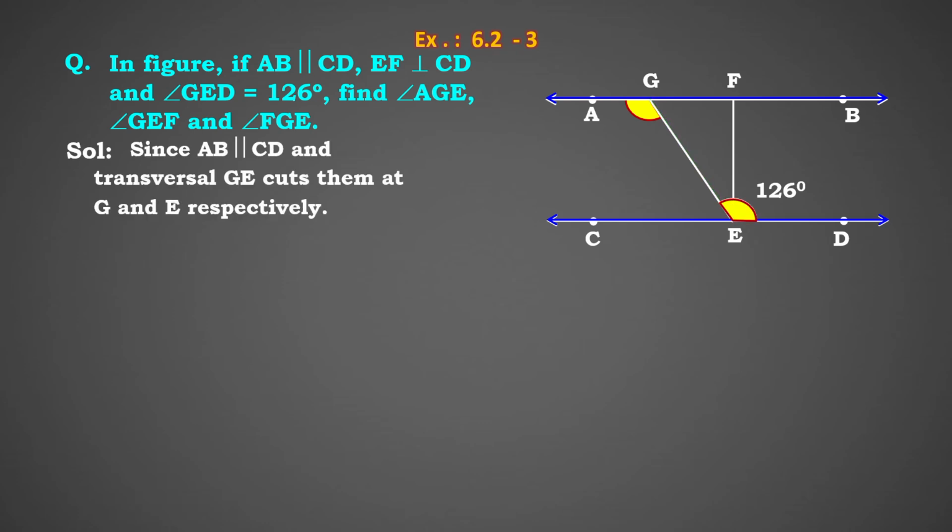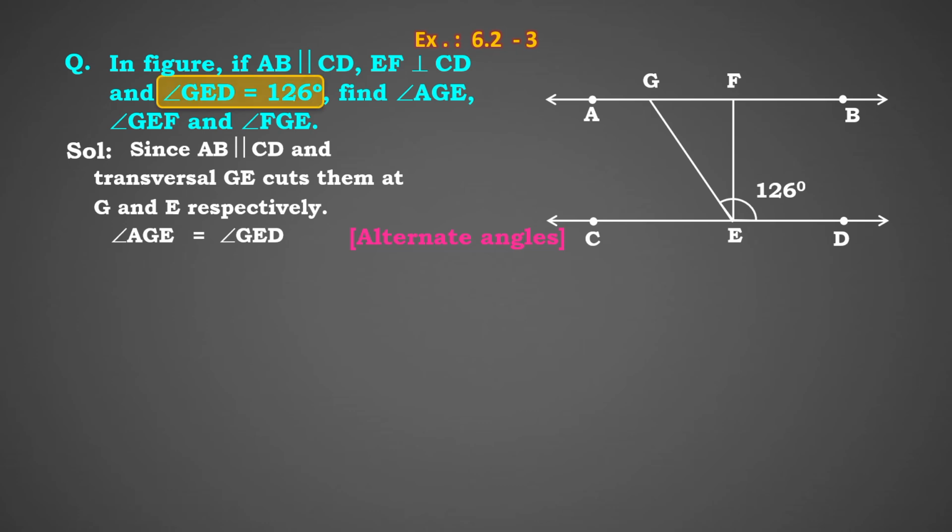Solution. Since AB is parallel to CD and transversal GE cuts them at G and E respectively, angle AGE is equal to angle GED because they are alternate angles. So angle AGE equal to 126 degrees since angle GED equal to 126 degrees, given.